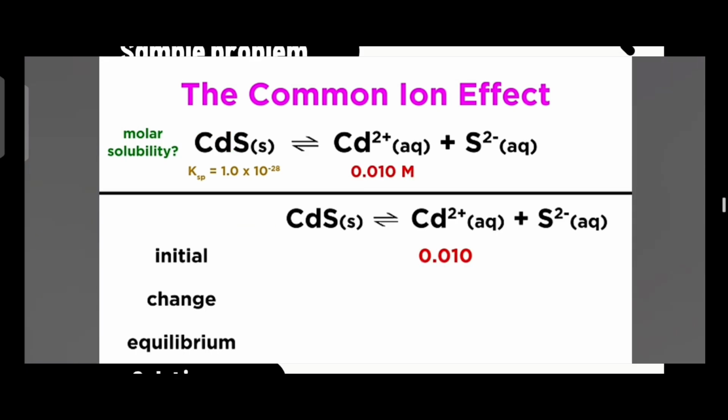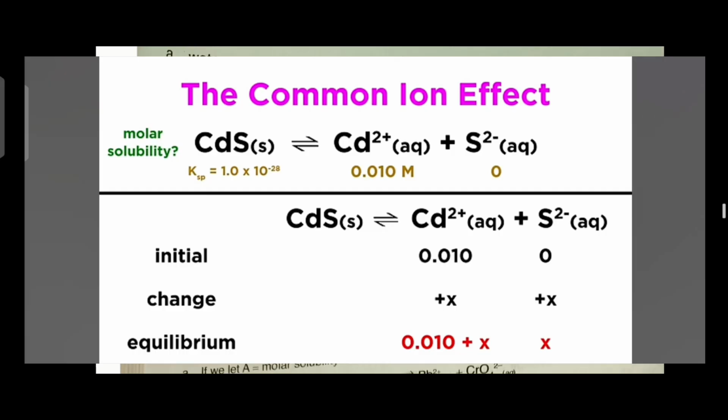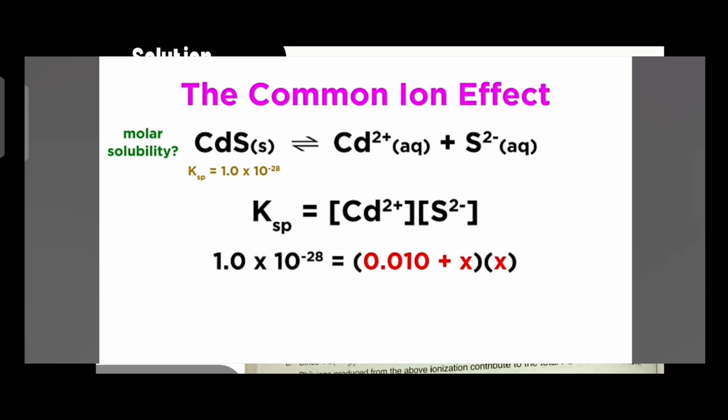We know the initial concentration of cadmium ion is 0.01 from the cadmium bromide, and there is no sulfide at first. Then a tiny amount of the cadmium sulfide will also dissolve, so we must add a change of x to each initial concentration to get our equilibrium concentrations, which will be 0.01 plus x and x. We can then plug these terms into the Ksp expression, like so.